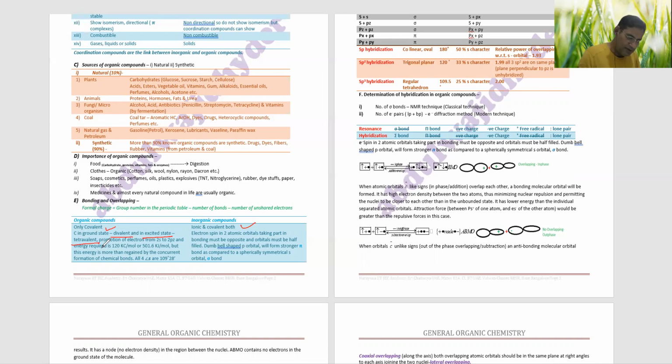Promotion of electrons from the ground state: there will be promotion of electrons from 2s2 to 2pz, and the energy required is 120 kilocalorie per mole or 501.6 kilojoule per mole. But this energy is more than regained by the concurrent formation of chemical bonds. All four angles in carbon are 109 degrees 28 minutes.